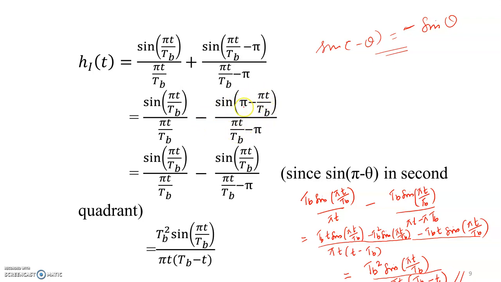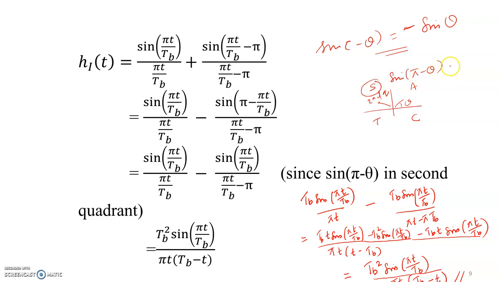Now you have sin of pi minus pi t by Tb. What is this term? If I have sin theta, what will be sin of pi minus theta? Sin of pi minus theta actually lies in the second quadrant, and you know the rule, all silver tea cups. In the second quadrant, sine is positive.